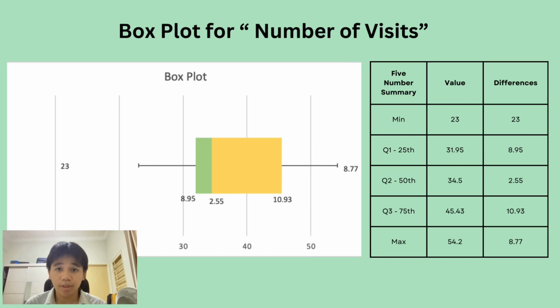So as you can see, this is the box plot for the number of visits. For the minimum amount, it's going to be 23, and for the maximum, it's going to be 54.2. So the difference is 8.77. The first quartile is going to be 8.95. The second quartile is going to be 2.55, and the third quartile is going to be 10.93.